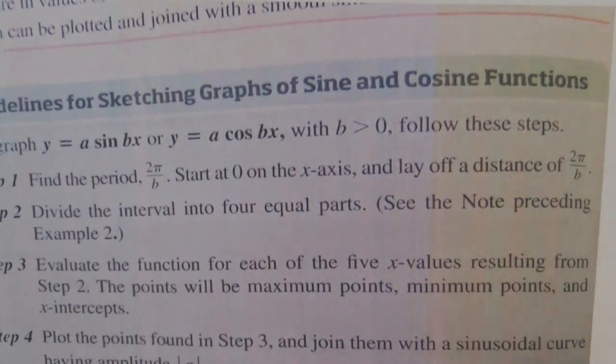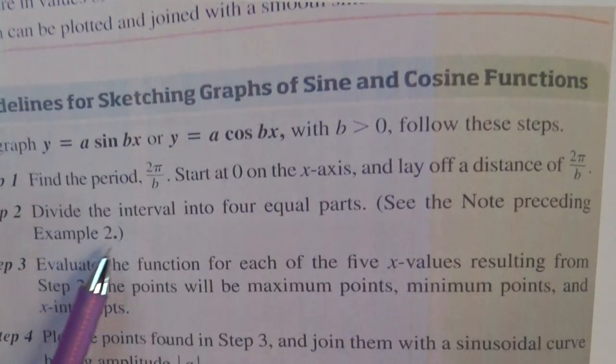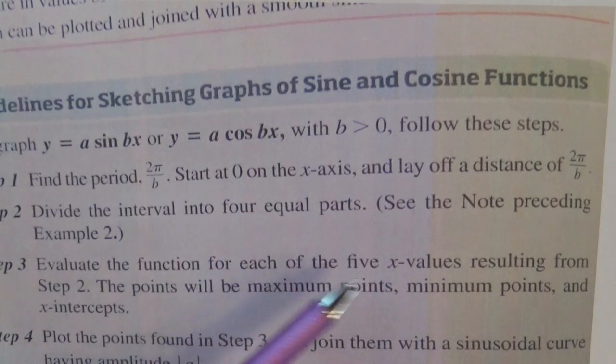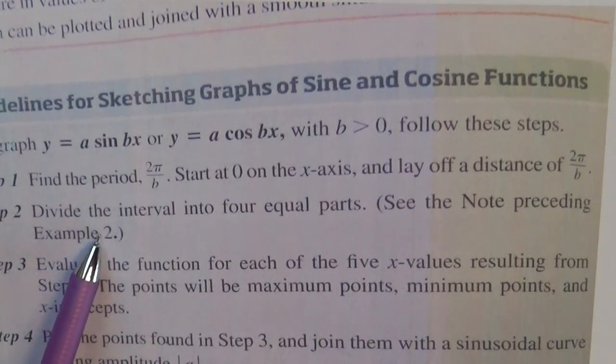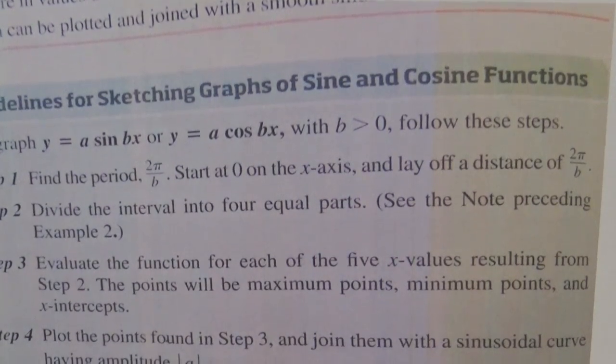So that's what we just did. We used 2 pi over b to find our period, and then we divided that up into 4 equal parts, which is what step 2 says. Divide the interval into 4 equal parts. See the note preceding example 2. So if you want to refer in your textbook to that note, that might be helpful.